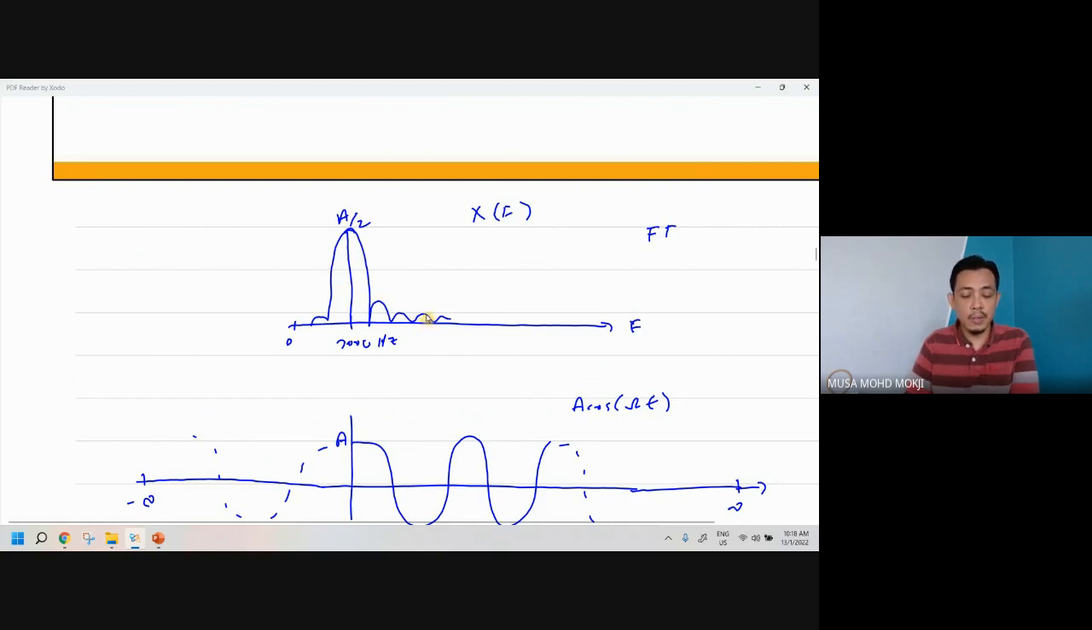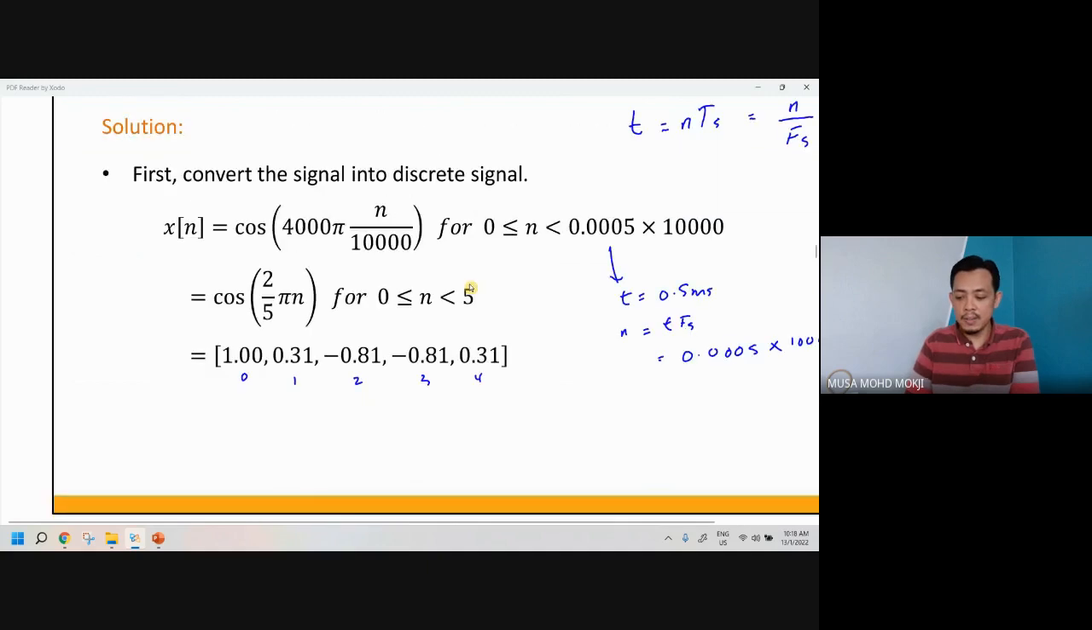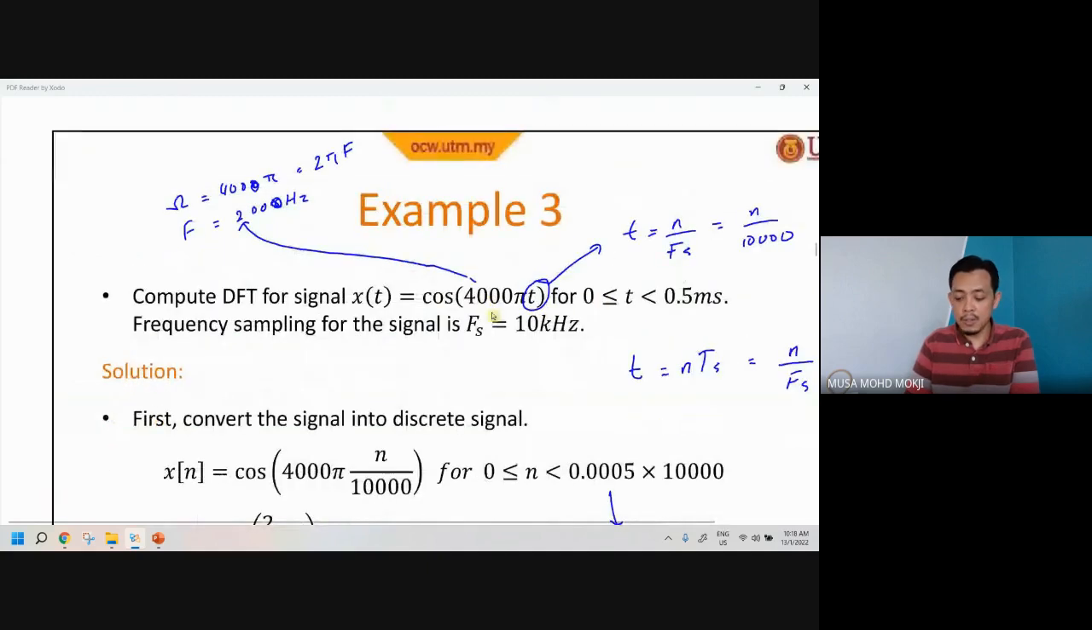So this is actually what will happen because in this signal, of course we can see this is a cos 4000 pi t, but if the period is just from 0 up to 0.5, this is actually no more a periodic signal. Okay, this is actually aperiodic, because it starts at 0 and it stops at somewhere, right? It is no more periodic.